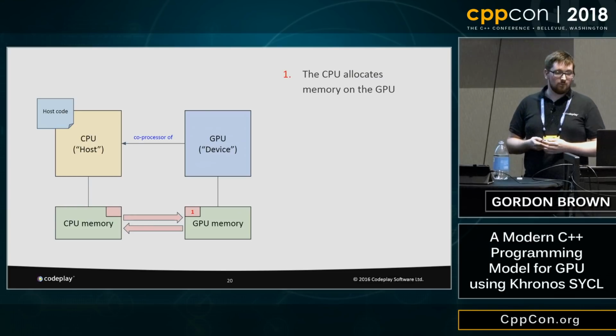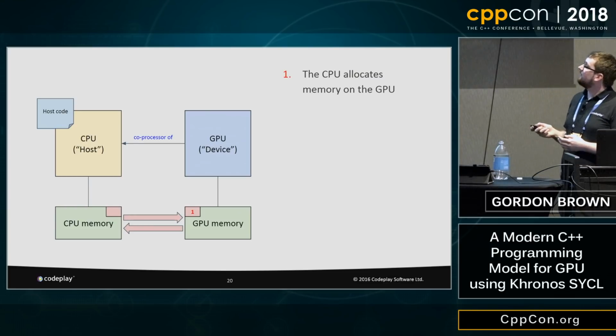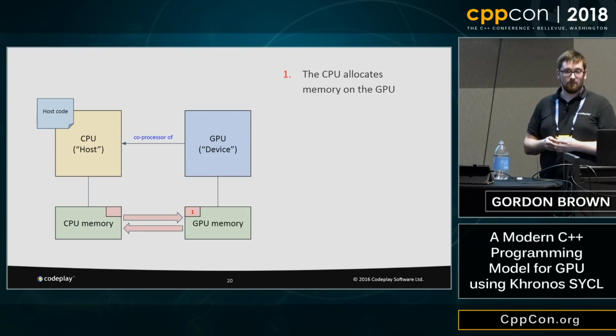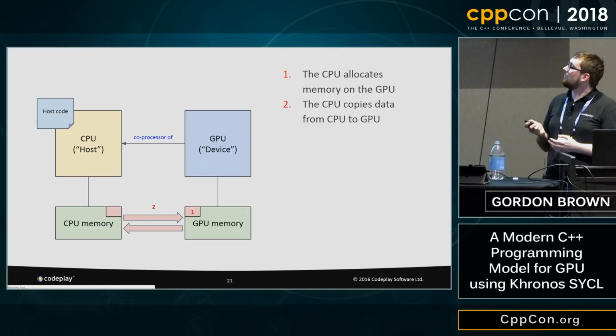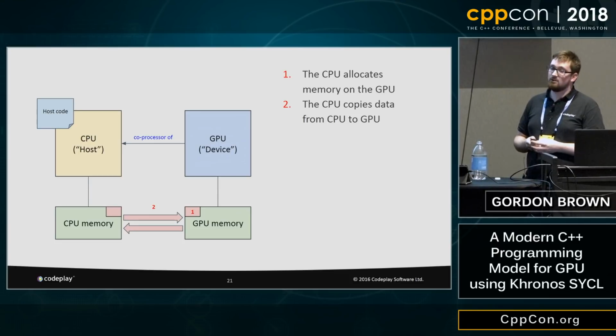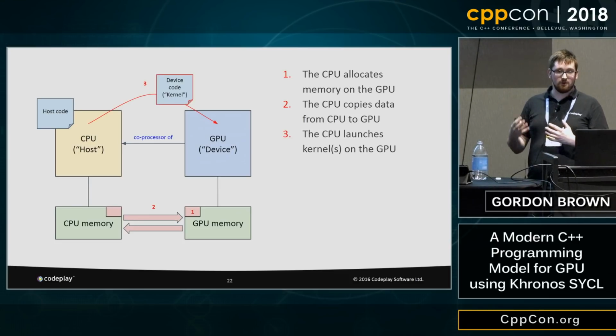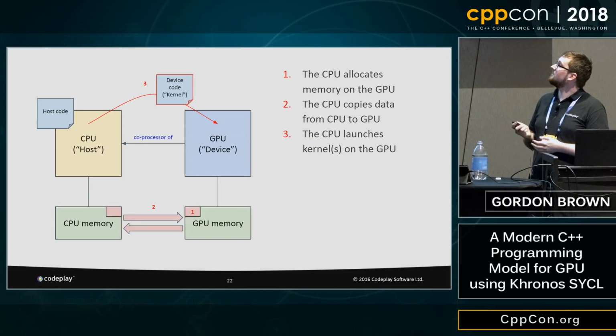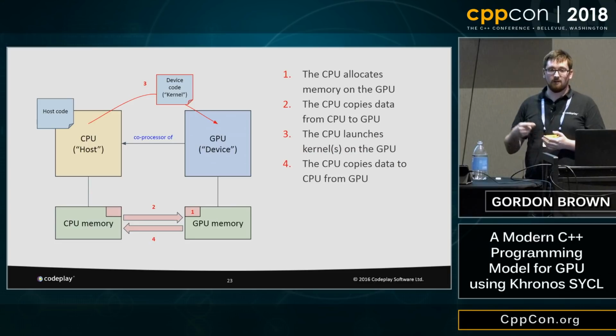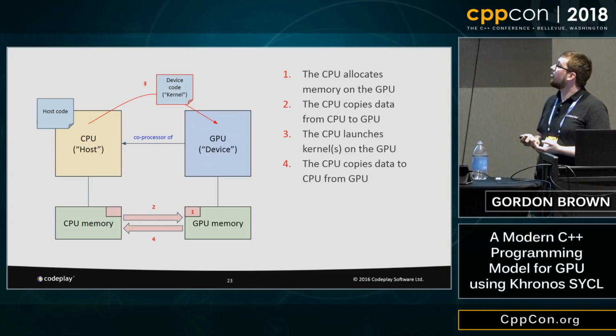The way this would normally work is, first you allocate memory on the GPU from the CPU. Then the CPU copies data into the GPU memory. Then the CPU will invoke what's called a kernel, which is a GPU function on the GPU. And once that completes, the CPU will then instruct the GPU to copy the data back.